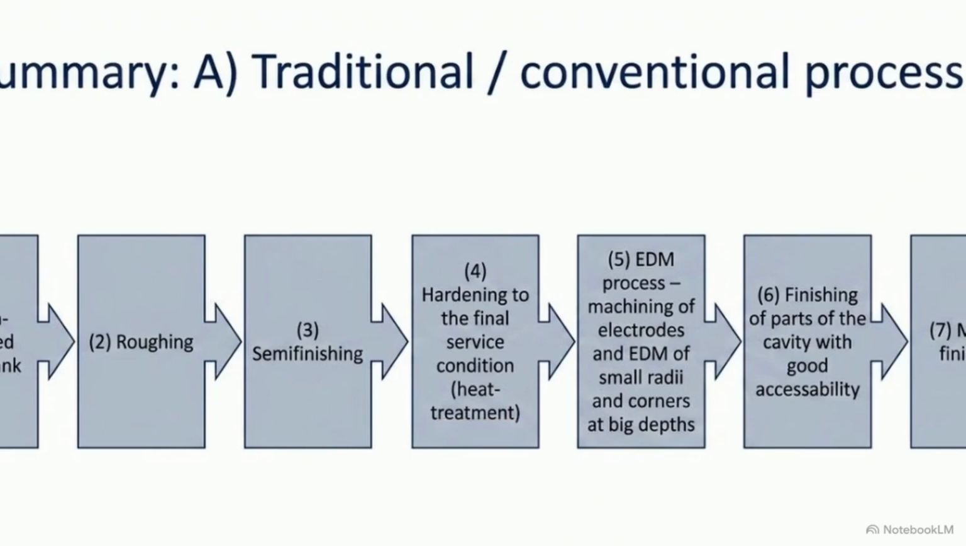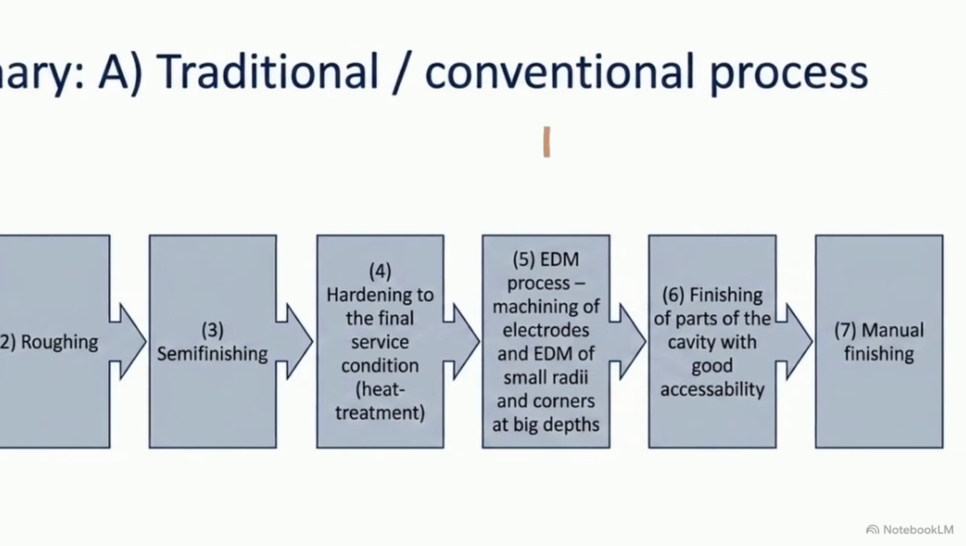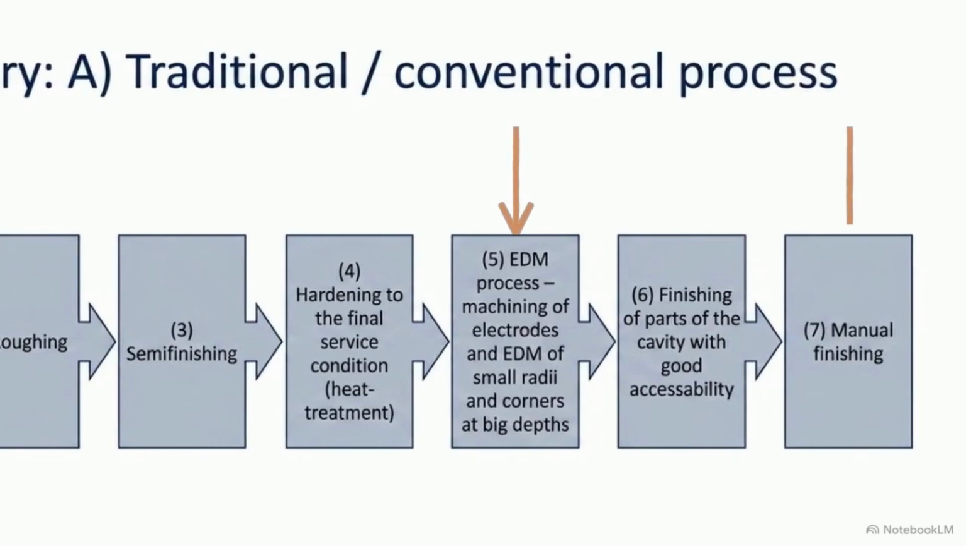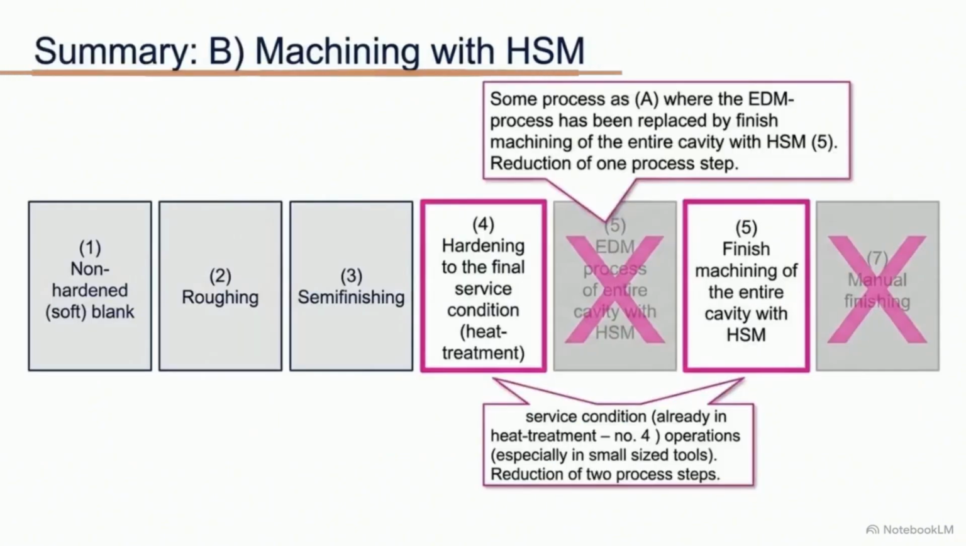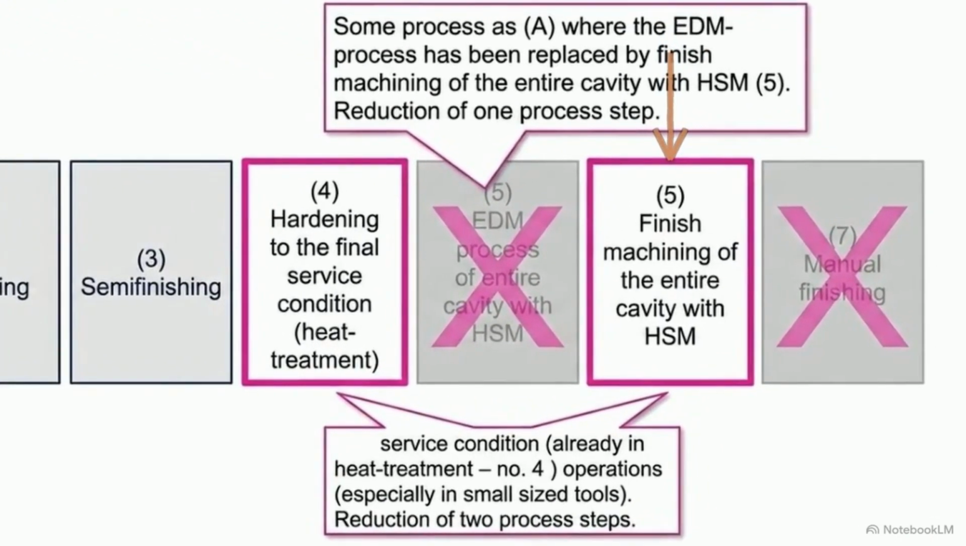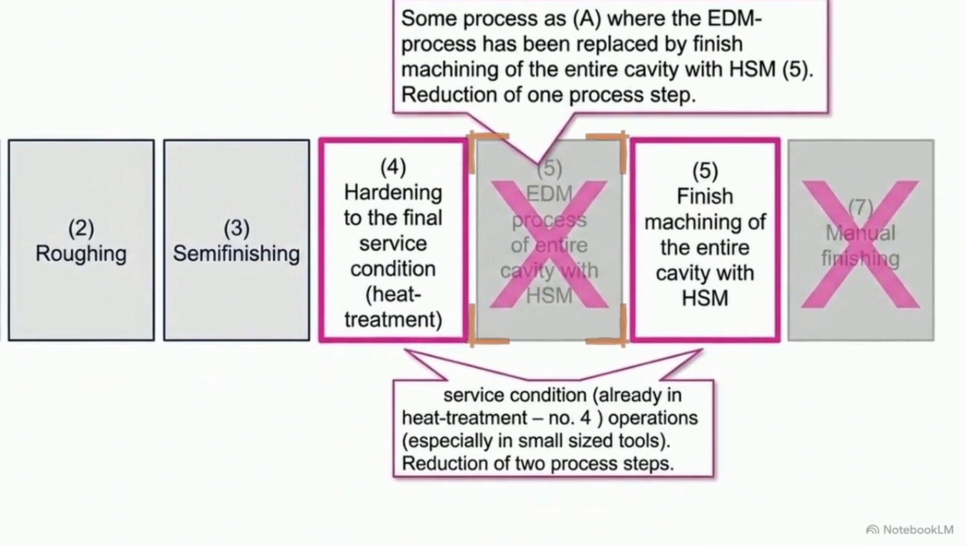Once hardened, the metal is too tough for standard cutters. Clearing out tight internal corners traditionally requires electrical discharge machining, or EDM, followed by manual hand polishing. Now look at the revised flowchart using high-speed machining. The thermal dynamics we established earlier allow the spindle to cut fully hardened steel directly. We take the hardened blank and immediately perform finish machining, replacing the slow EDM process. These large X marks show the elimination of the EDM and manual finishing blocks. Two distinct, time-consuming stages of production are removed.